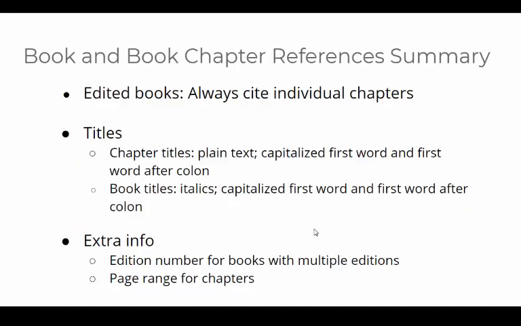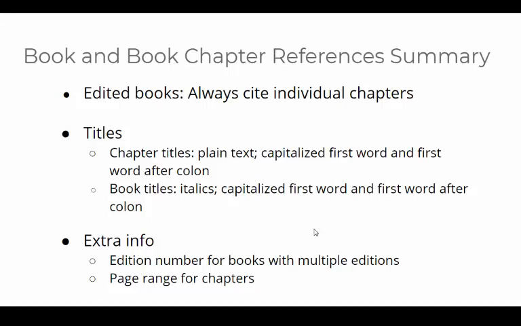Let's review some of the trickier bits of these citations. Okay, first, remember to always cite individual chapters when each one is authored separately. Next, titles. Chapter titles are formatted like article titles, plain text with first word capitalization, and first word after the colon, naturally. Book titles are not formatted like journal titles, however. They are italicized, true, but they use that same first word capitalization. So just the first letter of the first word of a book title is capitalized, and the one after a colon if that applies. Plus, in both cases, you leave any proper nouns capitalized.